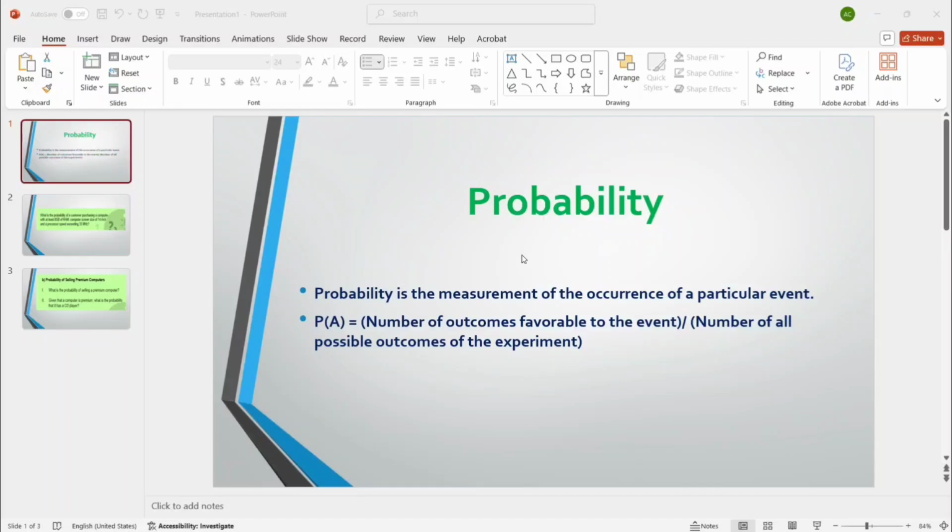So basically, first of all, the meaning of probability. Probability is the measurement of the occurrence of a particular event. If I give an example, like if I toss a coin, there are a total of two outcomes, head and tail, and from those two, only one will come, like head or tail.